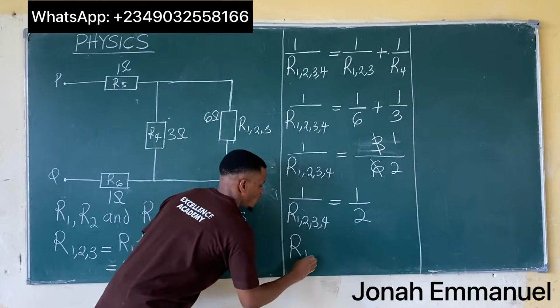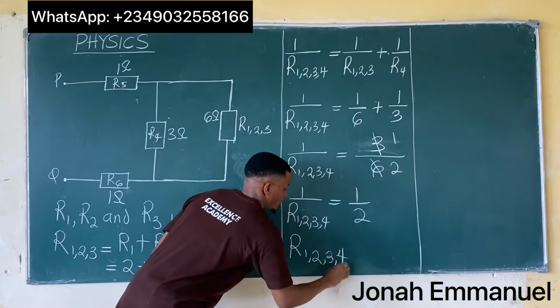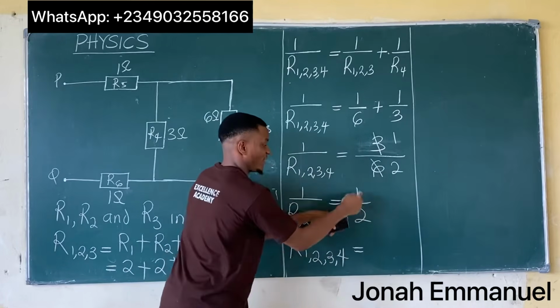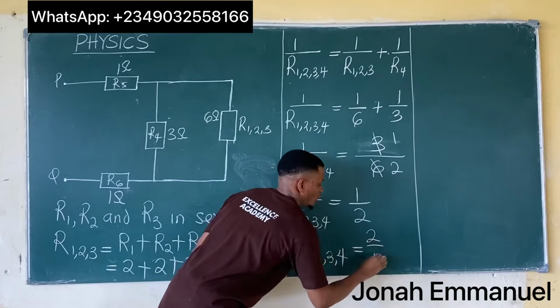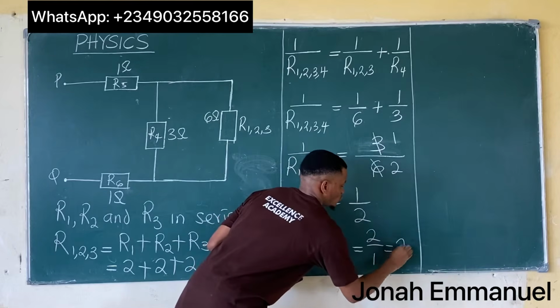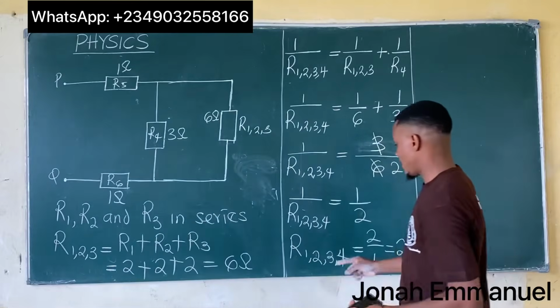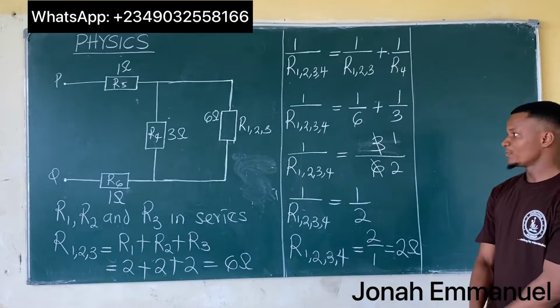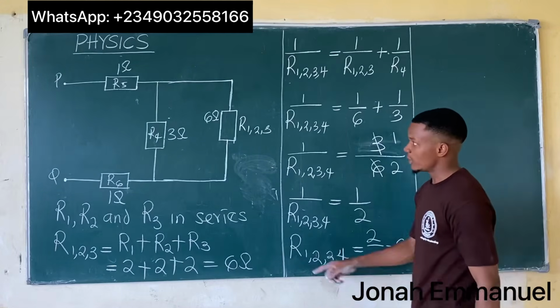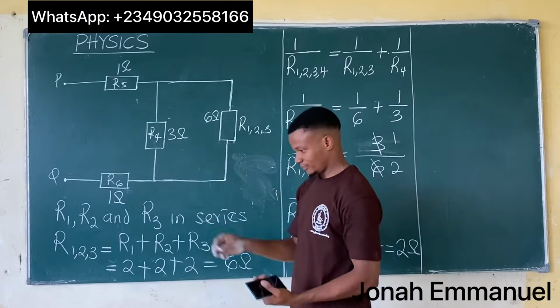So R1,2,3,4 will be equal to, invert this, becomes 2 all over 1. That's equal to 2, of course, in ohms. So I've got the value of R1,2,3,4. This value now will come this way.